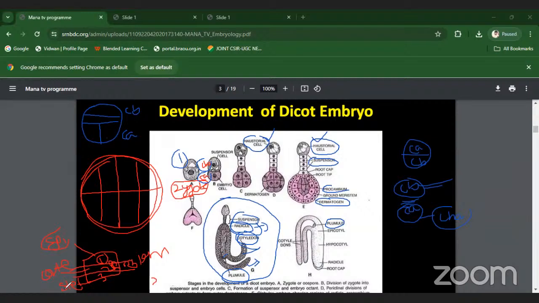Next, the inner one, plerome. This plerome further develops into the stele. Now, is it clear for periclinal division? Clear? Yes, sir. Just wait.